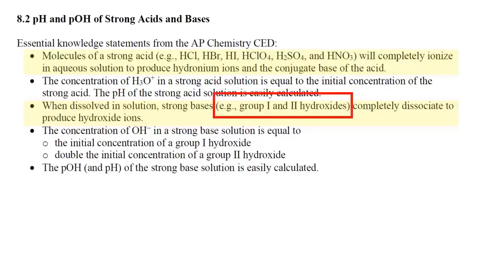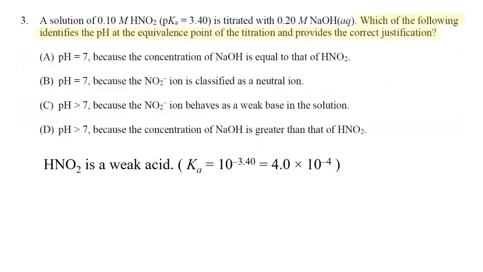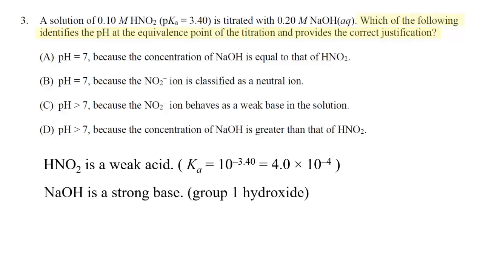Now, sodium hydroxide is a strong base, an example of a group 1 hydroxide. So we have HNO2 classified as a weak acid, and what I did is calculate the Ka value. We were given the pKa, which is the negative log of the Ka. I just did the opposite of that, 10 to the minus 3.40, and I got a value for Ka of 4 times 10 to the negative 4. That's further indication that nitrous acid is classified as a weak acid. And as we understand, sodium hydroxide is a group 1 hydroxide, so it's a strong base.